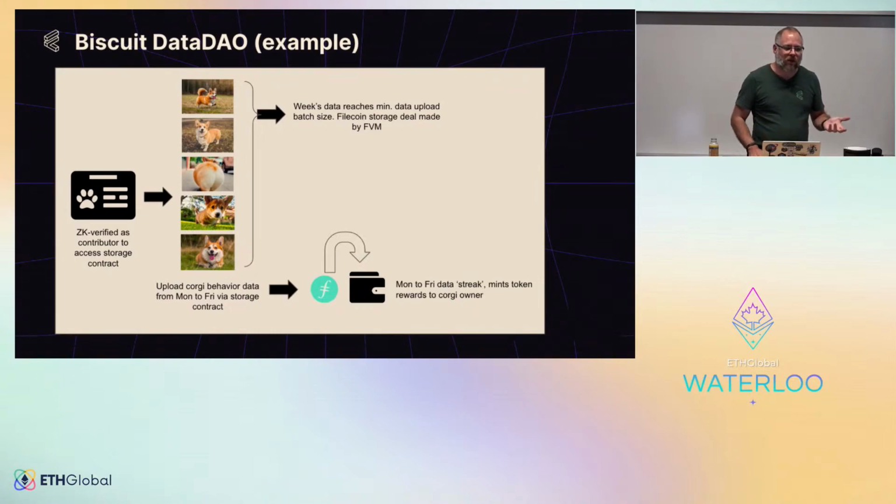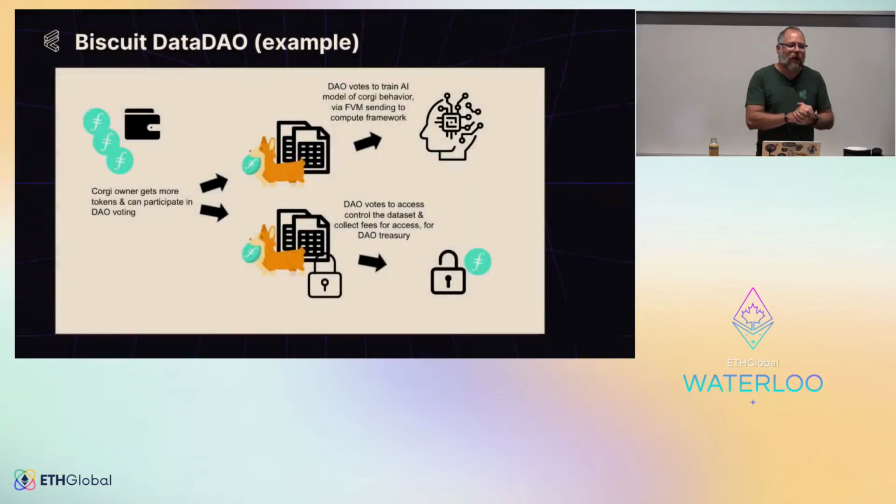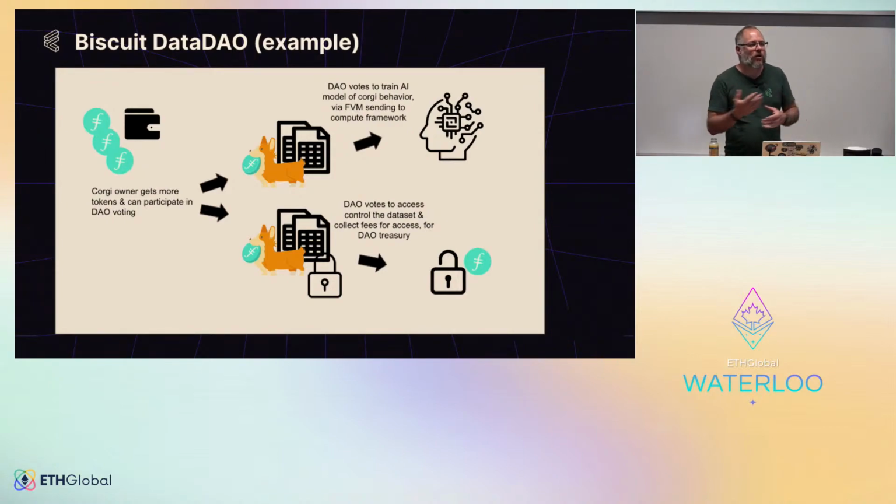And what could that data be used for? That data might be used for things like training AI, right? So imagine you've got all this corgi data now. You could actually use that to train an AI model. Maybe that AI model is used to create almost like a robo-vet, for example, that allows you to ask questions about your corgi's behavior. Maybe this AI could then refer to that data. And the training of that data is paid for by the DAO.